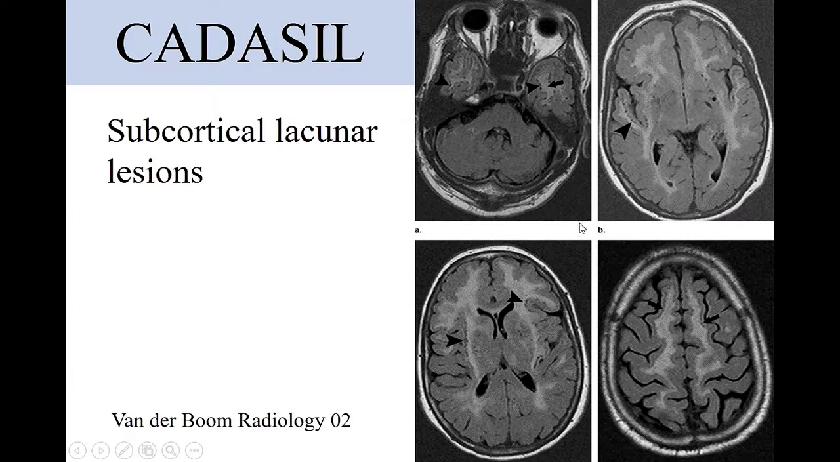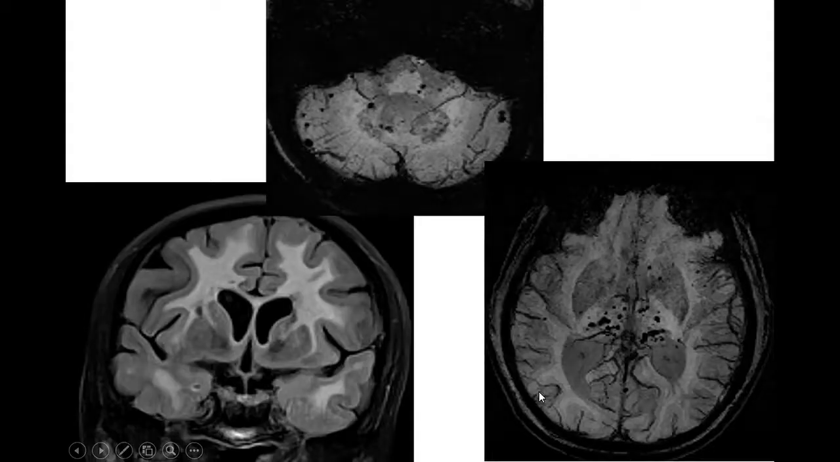There's one more thing that has been described, which is these small areas of hypointensity on T1, which are along the cortex, but also along the insula. They were described as subcortical lacunar lesions. They are probably enlarged Virchow-Robin spaces, and they have been described in CADASIL.